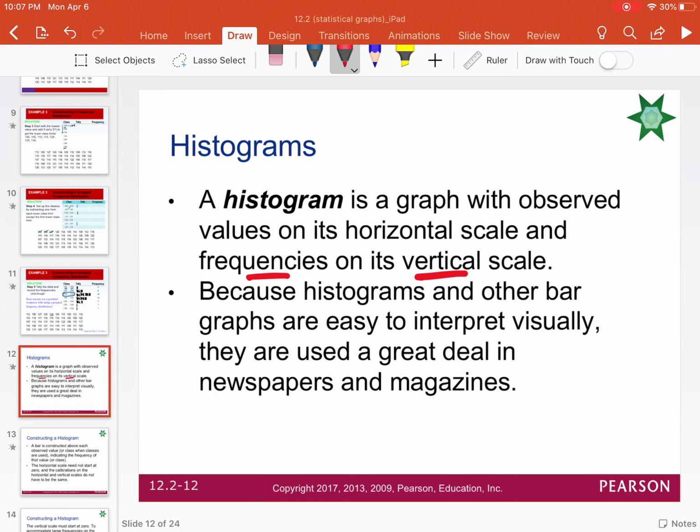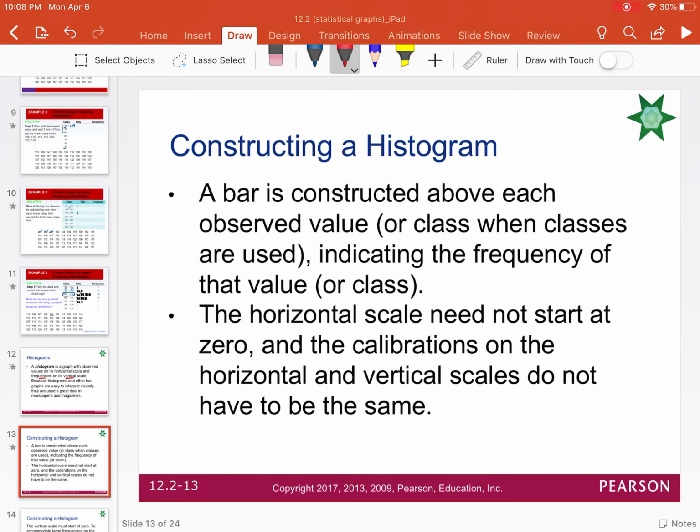You'll see these a lot in magazines, USA Today, along with pie charts and things like that. People can figure out information really quick just by looking at it. It has a good visual quality to it. Okay? So here's how we construct them. A bar graph is constructed above each observed value, and I'll show you what an observed value is in a second.